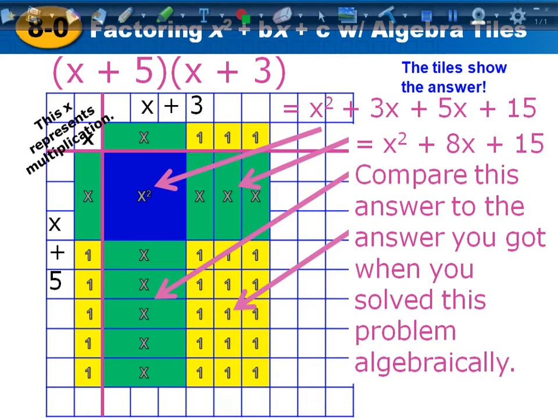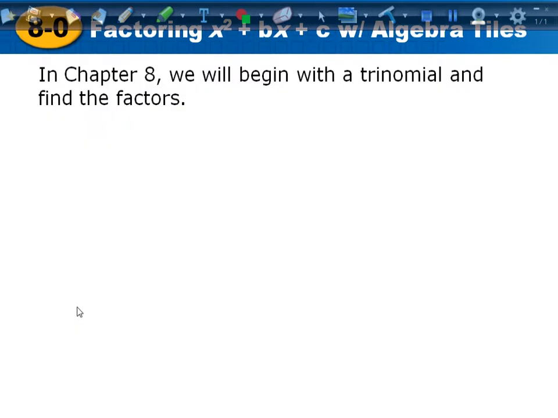So again, today we're going to start out and we're going to go backwards. We're going to start out with what's in here, and we're going to write what we should have here and what we should have here. In Chapter 8, we will begin with a trinomial and find the factors.